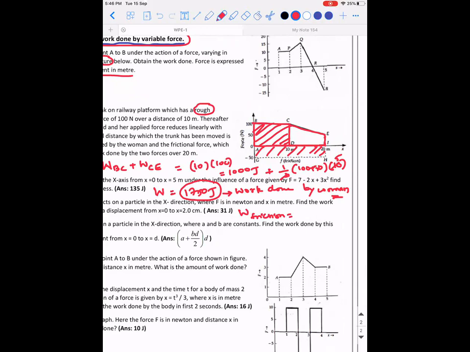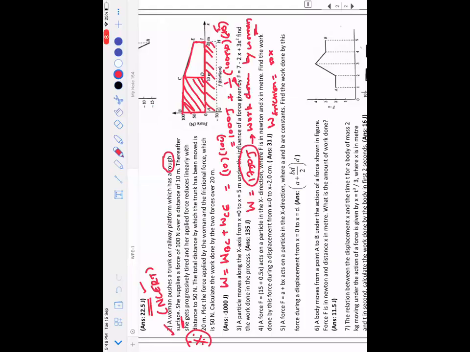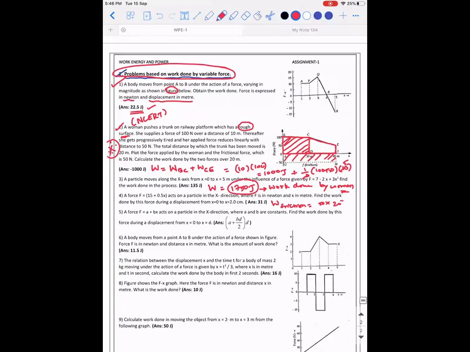Minus 15 to 20. Minus FK into S. So that is 50 into 20, 50 into 20 with a negative sign. So how much is this? Minus 1000 joule. So minus 1000.